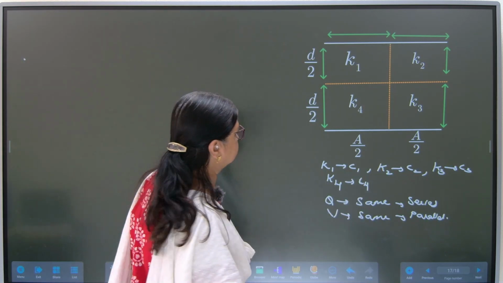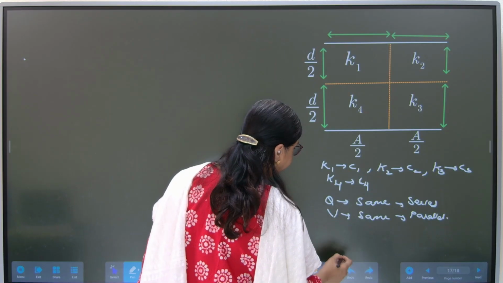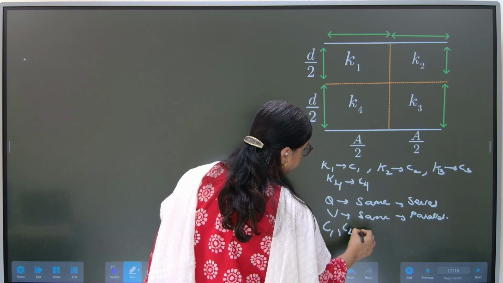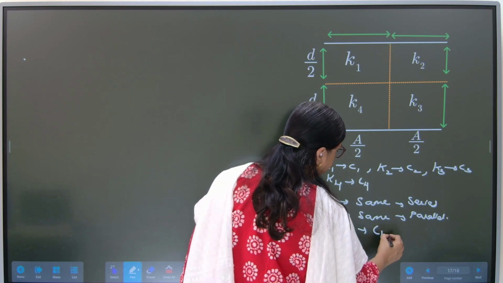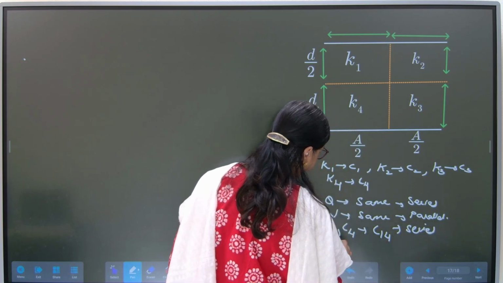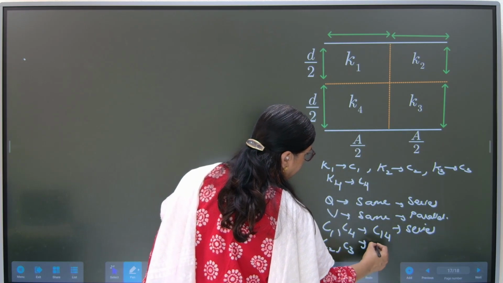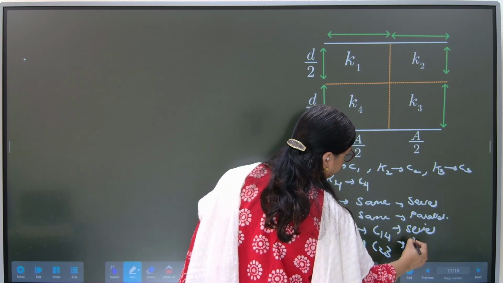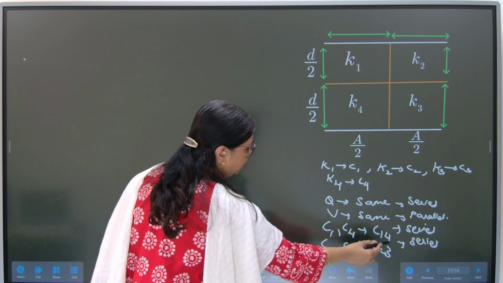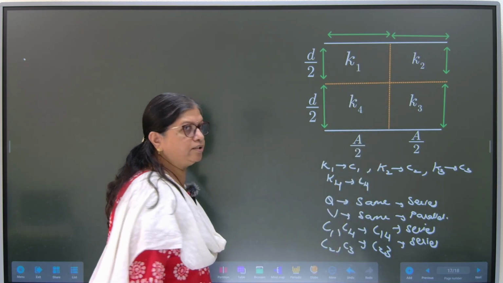So as discussed, C1 and C4 are in series combination. C2 and C3 are also in series combination. And then we have C14 and C23 in parallel combination.